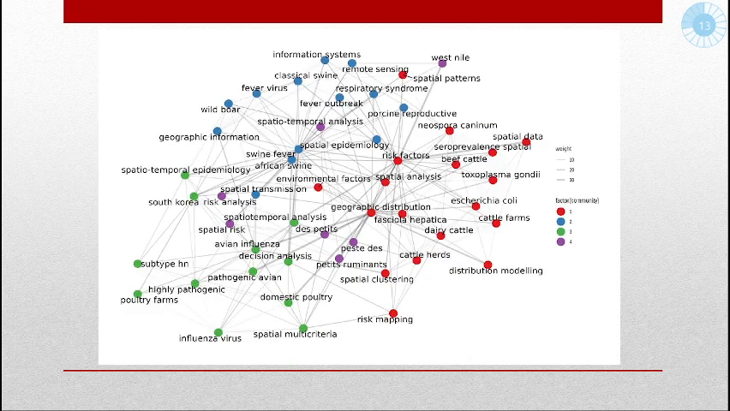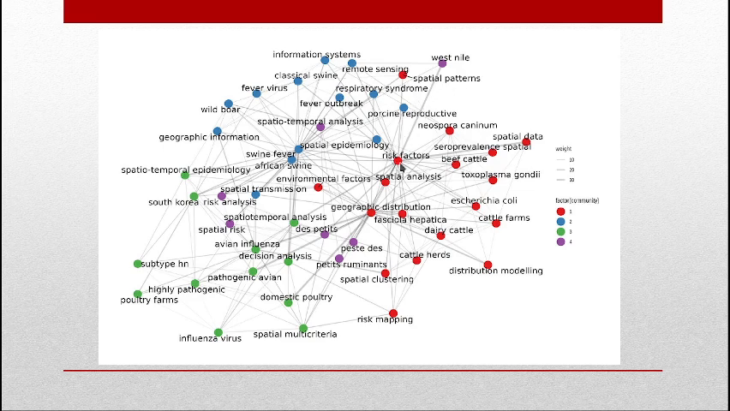So if we go further, we can see that the terms that we extracted from the titles of the articles are very much linked. They are forming clusters, and this is actually a network plot, and in this network all these dots are the terms, and the lines connecting them indicate the connection between them.